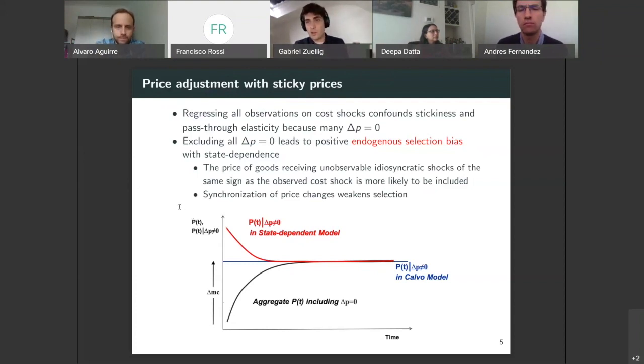I note that this notion of price synchronization within firm can weaken this selection effect somewhat, and this is indeed the direction in which our paper is going. But you will see later more about this.